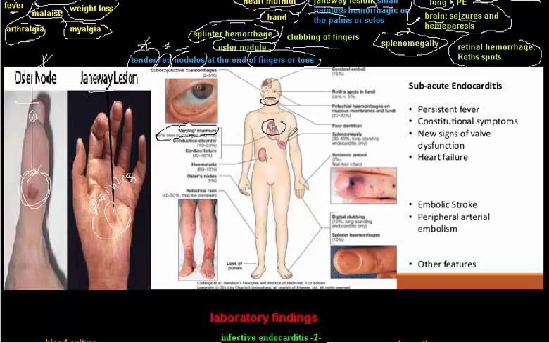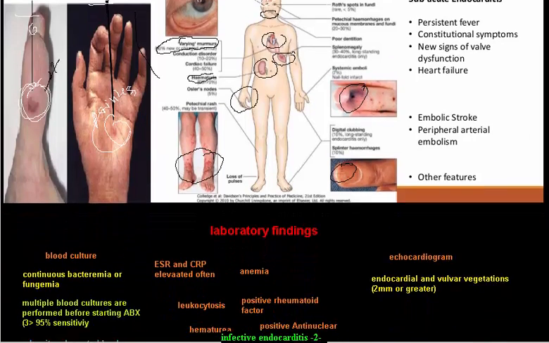On the spleen, we can see splenomegaly. On the kidney, we can see hematuria. On the hand, we can see the Osler nodule, the Janeway lesion, or clubbing of the hand. Also on the feet we can see petechial rash. Splinter hemorrhage also on the fingers. What is that? It is Osler nodule.